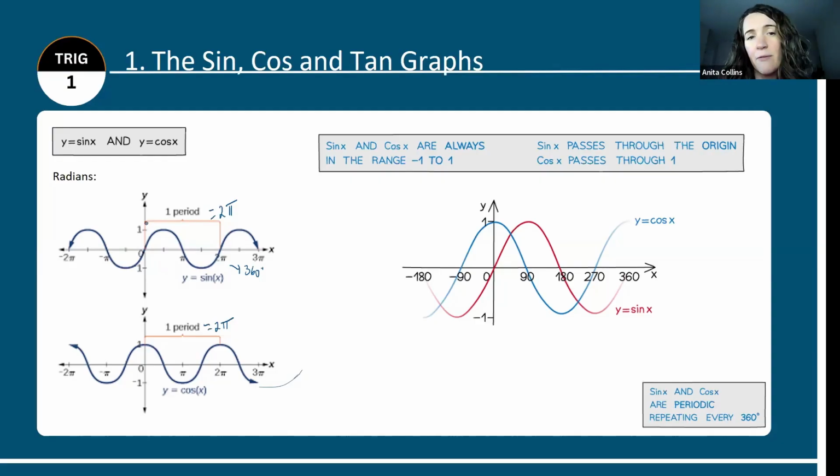We already said that they have a period of 2 pi or 360 degrees. You can see that there. And they are periodic. That means they repeat. So every 360 degrees or every 2 pi radians, they'll repeat and start all over again.